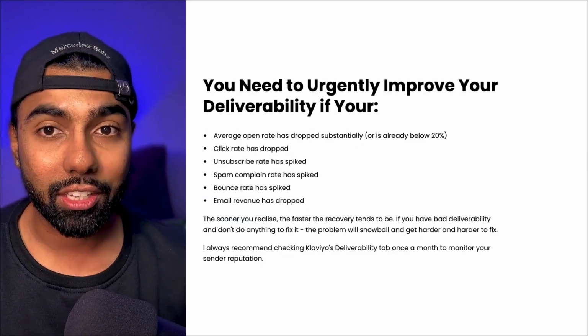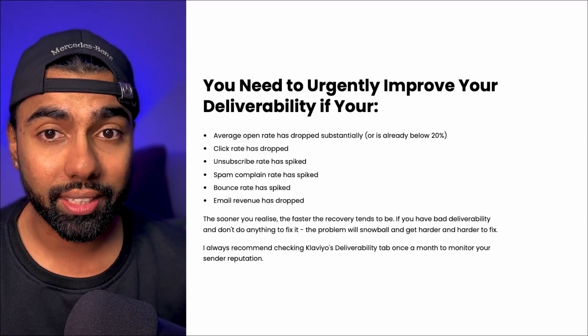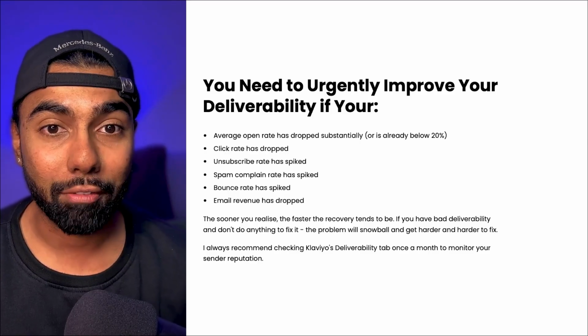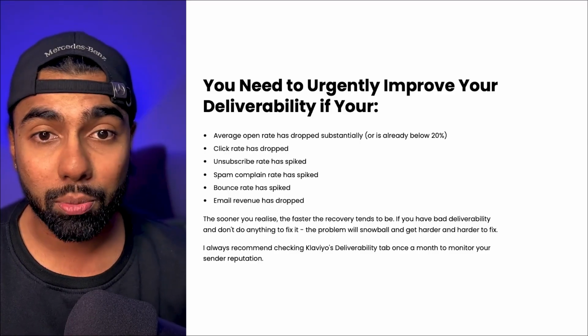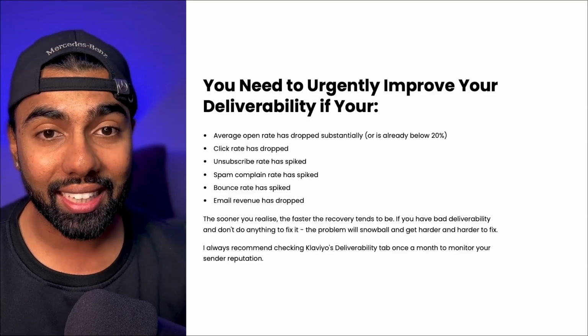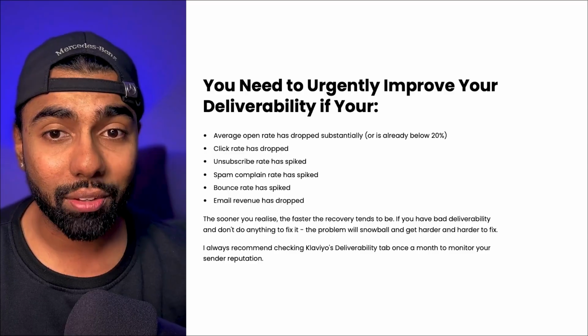Now, here are some signs that you need to urgently improve your deliverability. So if your average open rates have dropped substantially or it's already below 20%, then you definitely need to take care of your deliverability. If your click rate has dropped, if your unsubscribe rates, spam complaint rates, or bounce rates have spiked, or if your email revenue has dropped, then it's very likely that your deliverability is very poor. So the sooner you actually realize, the faster the recovery tends to be.